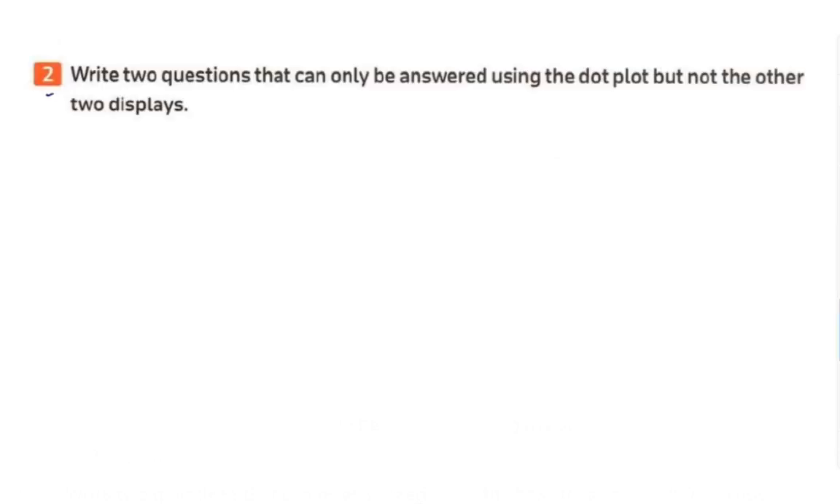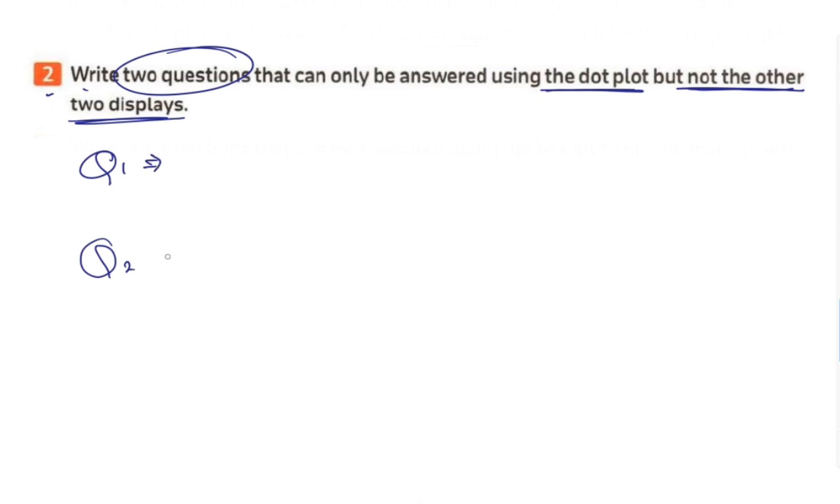Write 2 questions. I need to write 2 questions that can only be answered using dot plot but not the other 2 displays. Question number 1 and question number 2. Under the condition that if I use dot plot, I can answer this question. If I use histogram or box plot, I cannot answer. So what's the question?